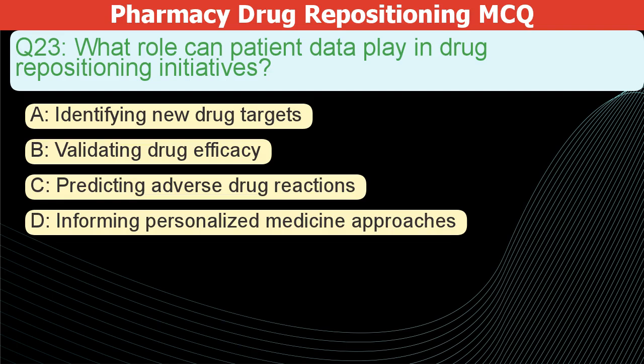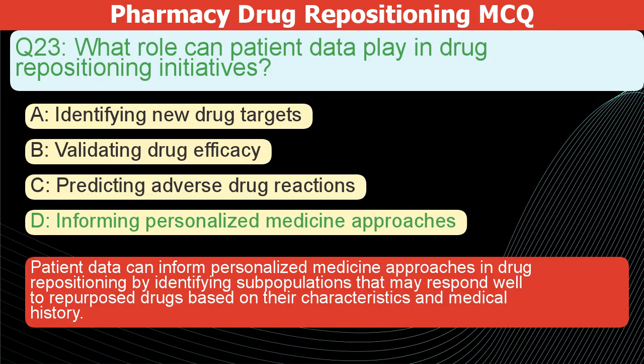What role can patient data play in drug repositioning initiatives? A. Identifying new drug targets. B. Validating drug efficacy. C. Predicting adverse drug reactions. D. Informing personalized medicine approaches. The correct answer is D. Patient data can inform personalized medicine approaches in drug repositioning by identifying subpopulations that may respond well to repurposed drugs based on their characteristics and medical history.